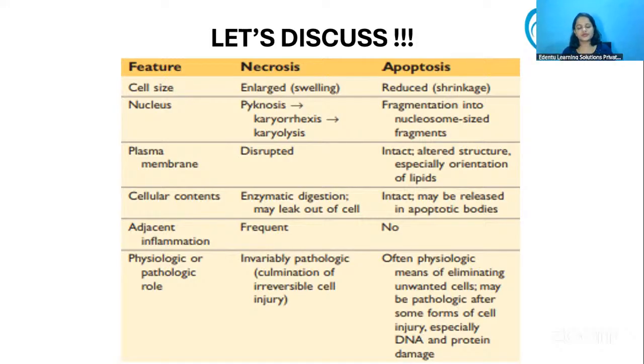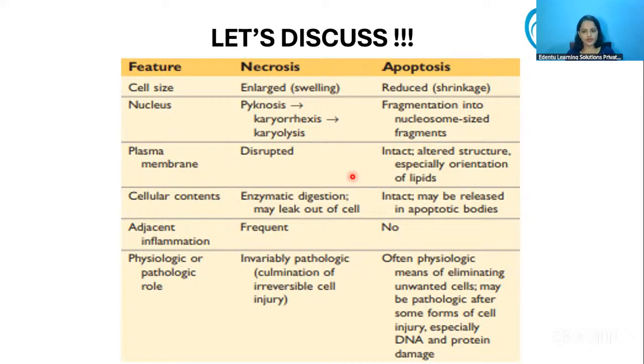Sorry for the disruption. So here what is happening is that the cell size is getting reduced in apoptosis, and the nucleus is also getting fragmented into small pieces, and the plasma membrane, that is the outer covering of the cell, is not getting disrupted in apoptosis. In necrosis, I had already mentioned the plasma membrane is disrupted, small holes are created in the plasma membrane, and the contents of the cell are leaking out.